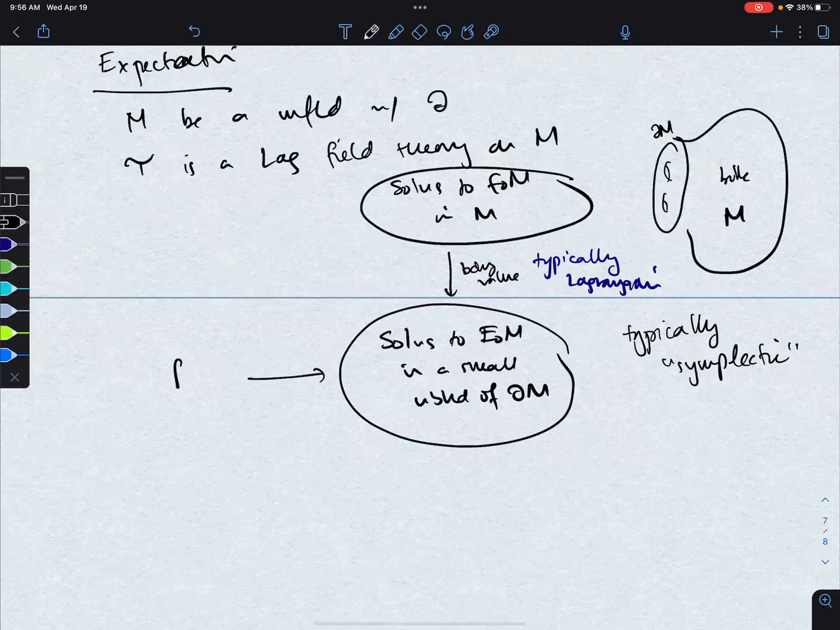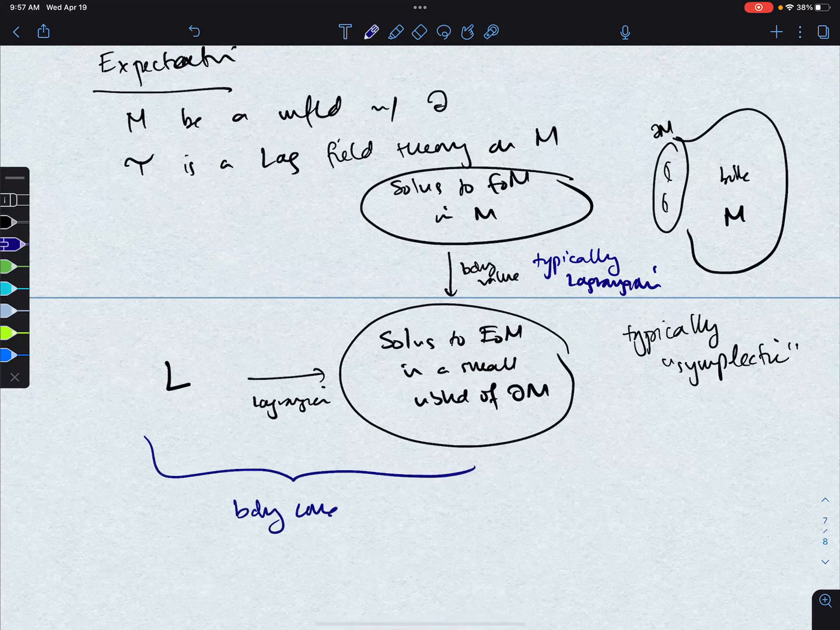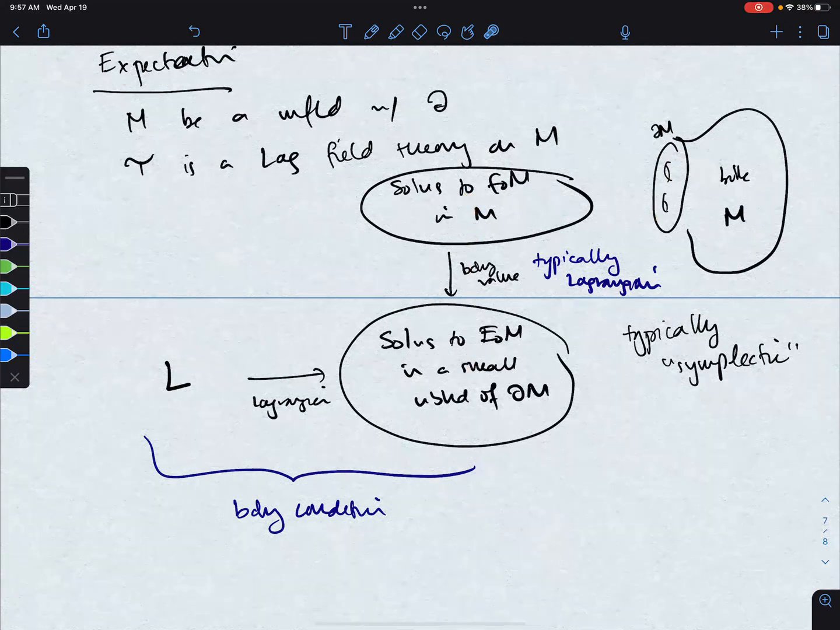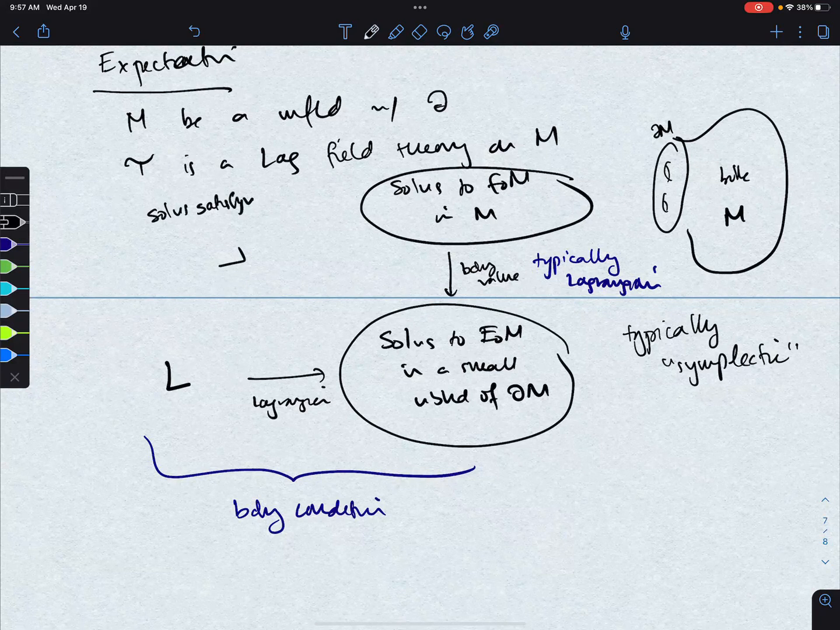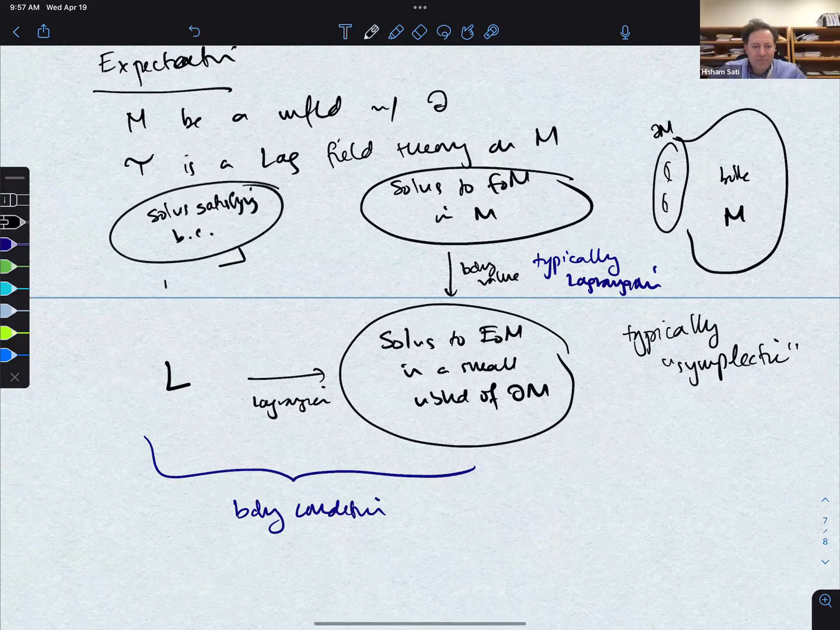What is a boundary condition? I should use a different L, a straight L. You pick another Lagrangian. I'm going to view this as a boundary condition. So imposing a boundary condition means you pick a Lagrangian in solutions along the boundary, and you ask for solutions in the bulk which have that boundary behavior. So there's a fiber product. These are solutions satisfying the boundary condition. Okay, so this is what I would mean classically by a boundary condition. A good boundary condition is one that's Lagrangian in solutions near the boundary. And you can ask for global solutions with that boundary condition.